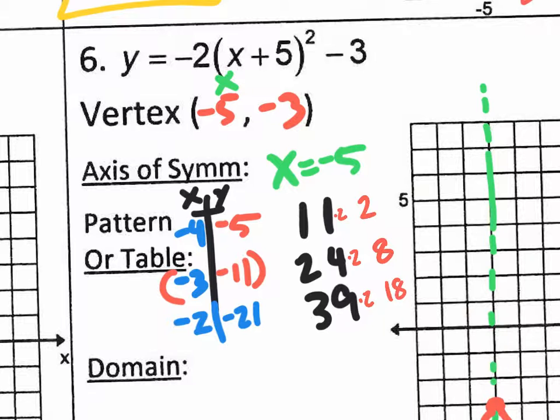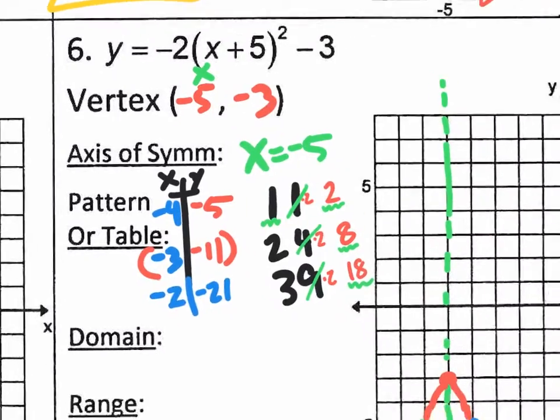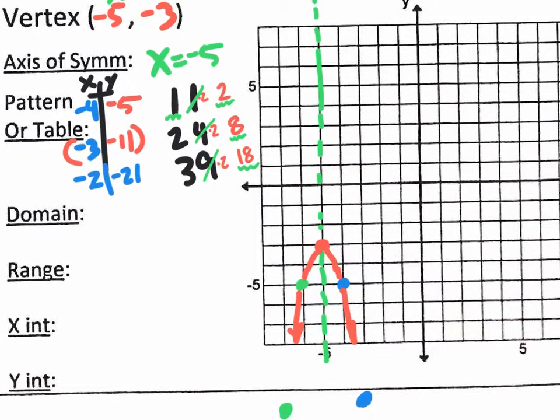So it's not 1, 1. It's 1, 2. It's not 2, 4. It's 2, 8. It's not 3, 9. It's 3, 18. From the vertex, and of course going down because the a value is negative. So 1 over 2 down, let me show you what happens. From the vertex, 1 over 2 down, that's how you get to that blue dot. If you go to the next pattern, 2, 8, from the vertex, 2 over 8 down, you'll get to that blue dot.